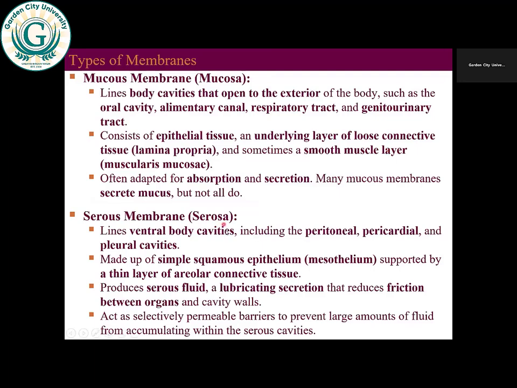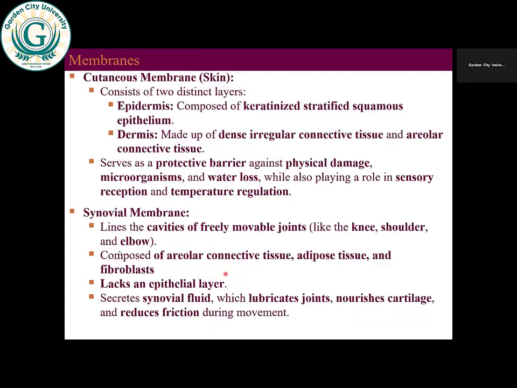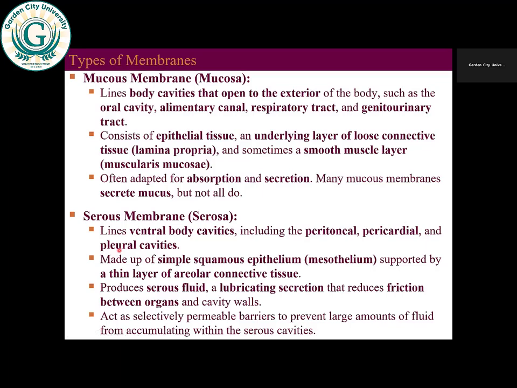So the serous membrane lines the ventral body cavities. We have the peritoneum, we have the pericardium, and we have the pleura. A serous membrane will be made up of an epithelium and, of course, an underlying connective tissue. I told you that all the membranes are made out of epithelium and connective tissue, except the serous membrane, which is basically connective tissue in nature. Serous membrane produces serous fluid, and the fluid helps in lubrication, reducing friction.